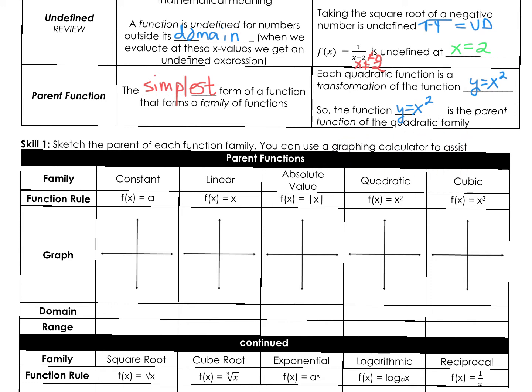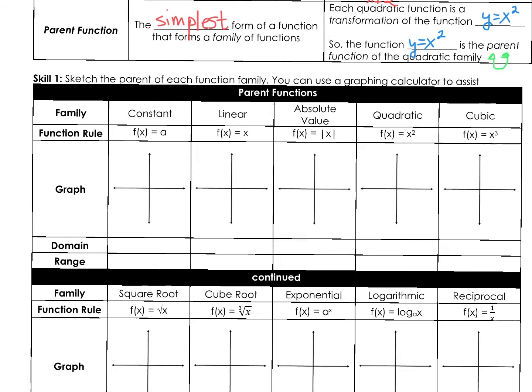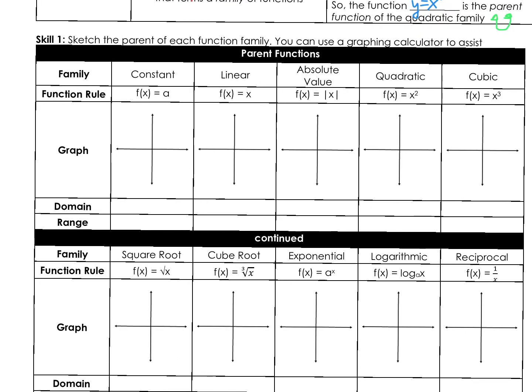So a quadratic family, remember, a quadratic function looks like this. It looks like a U that opens up or down. All right, so that's just one of our parent functions. So let's go ahead and look at and sketch each of these. And you can throw these into your calculator as well to help you sketch them. You should not need your calculator after about the next week. You should start to know these.